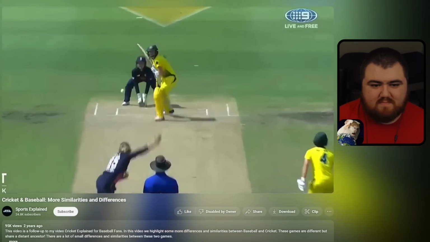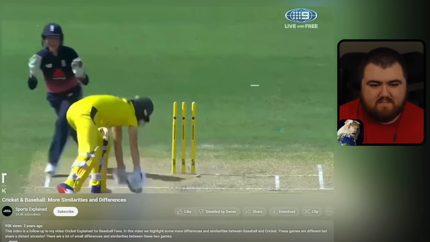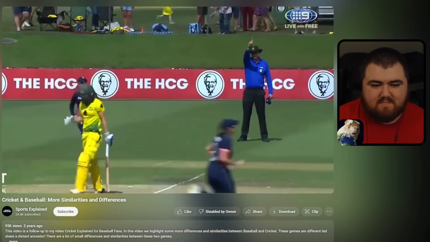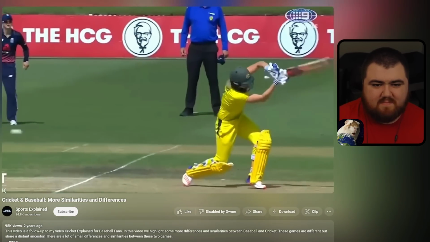I find there's less of that in cricket. Anyway, if you're a person who knows both sports, feel free to disagree with me in the comments, but that's just something I wanted to weigh in on.